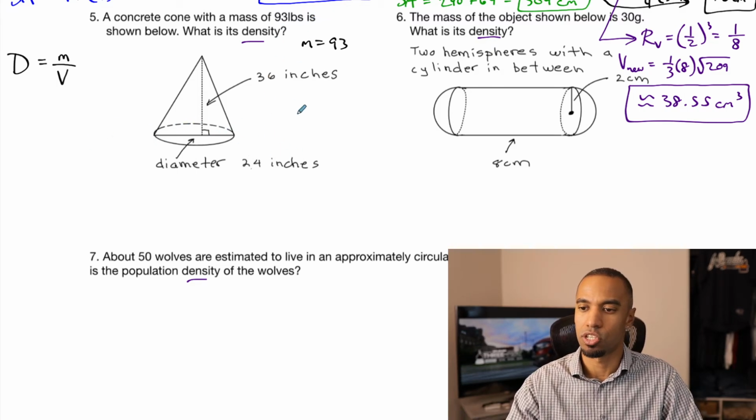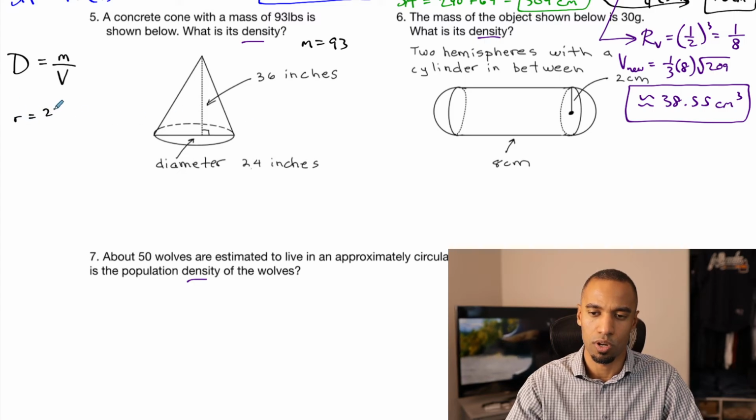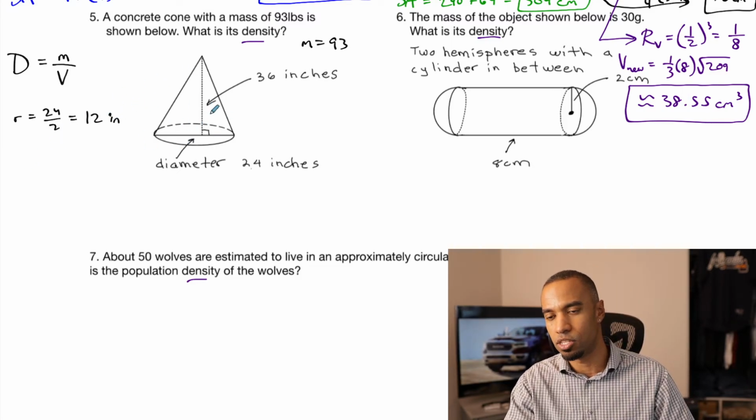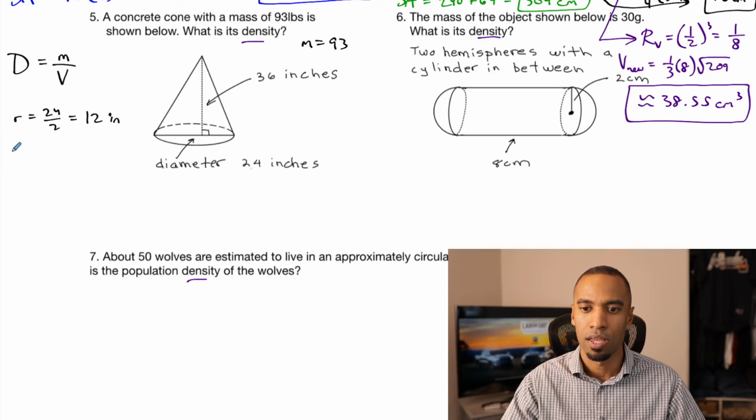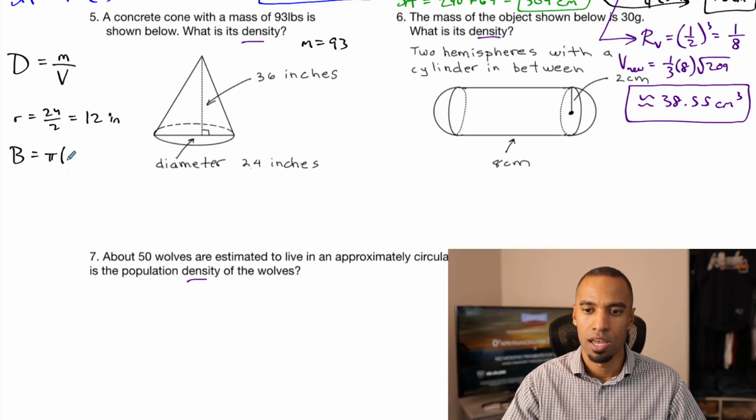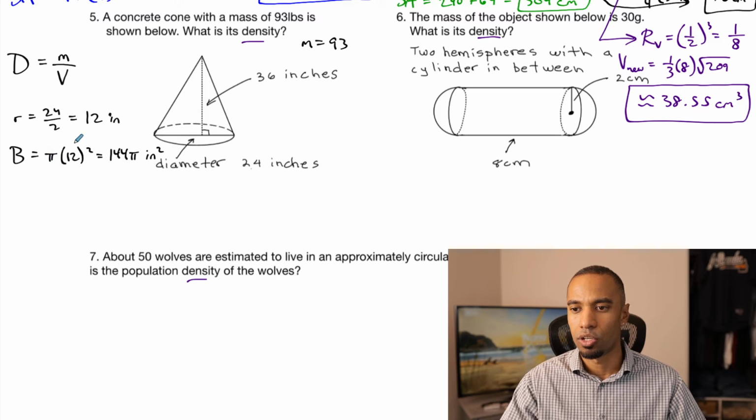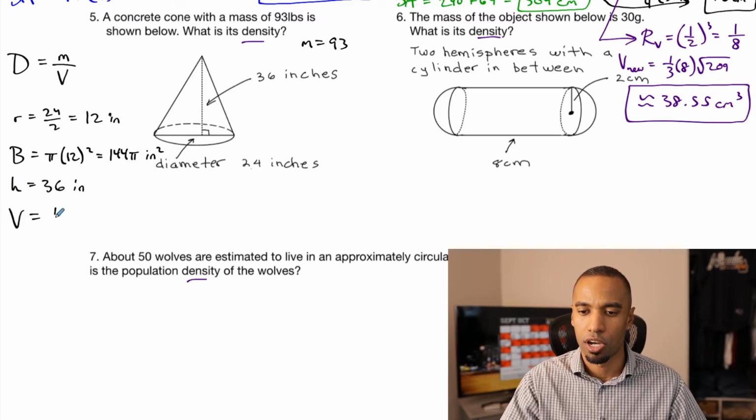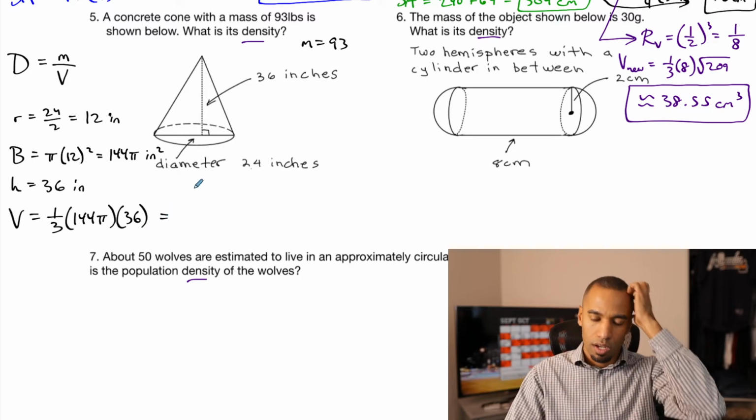The diameter of this is 24 inches. That means the radius is going to be half of that, which is 12 inches. So we got a radius of 12 inches in length, and your volume of this, it is 1/3 area of base times height. So we need the area of base, which is pi r squared, which is 144 pi square inches. And your height is 36 inches. So your volume of your cone is 1/3 area of base times height. I know 1/3 of 36 is 12.